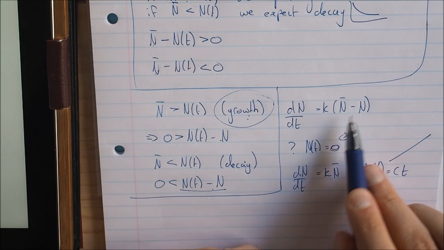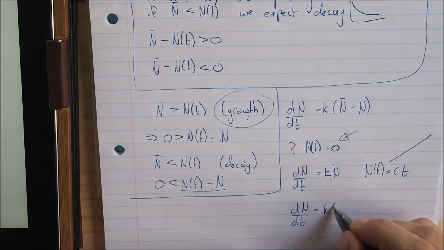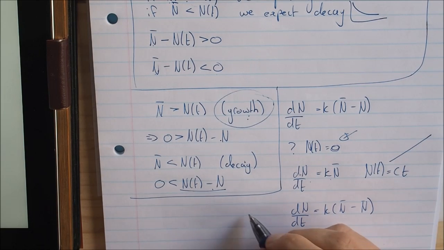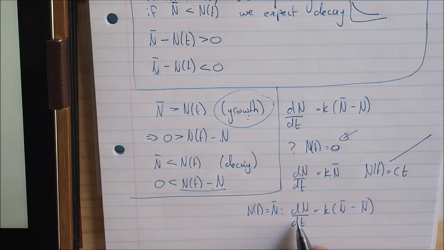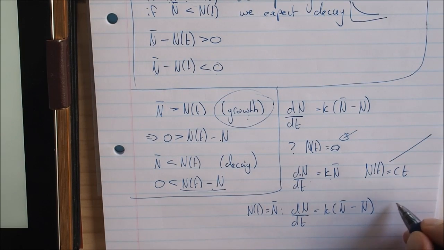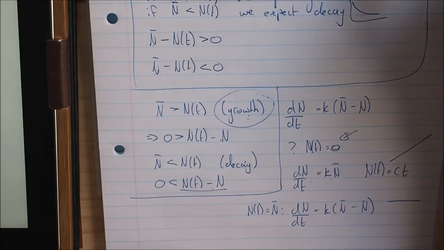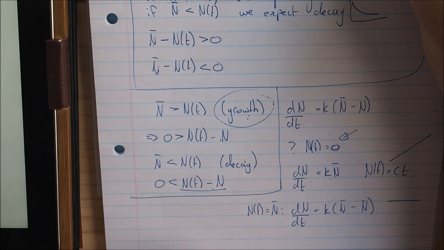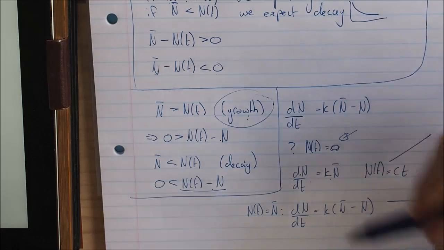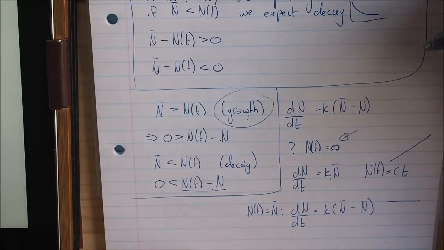Furthermore, what happens if n is equal to n̄? If dn/dt equals k(n̄ − n̄), this is the case of n(t) equal to n̄. The rate is going to go to 0, and the solution is going to stay stationary. So this model says that n̄ is denoted as the maximum possible size, also called the carrying capacity. If our population reaches the carrying capacity, then the rate at which the population changes is 0, so it'll stay at that point for all time.